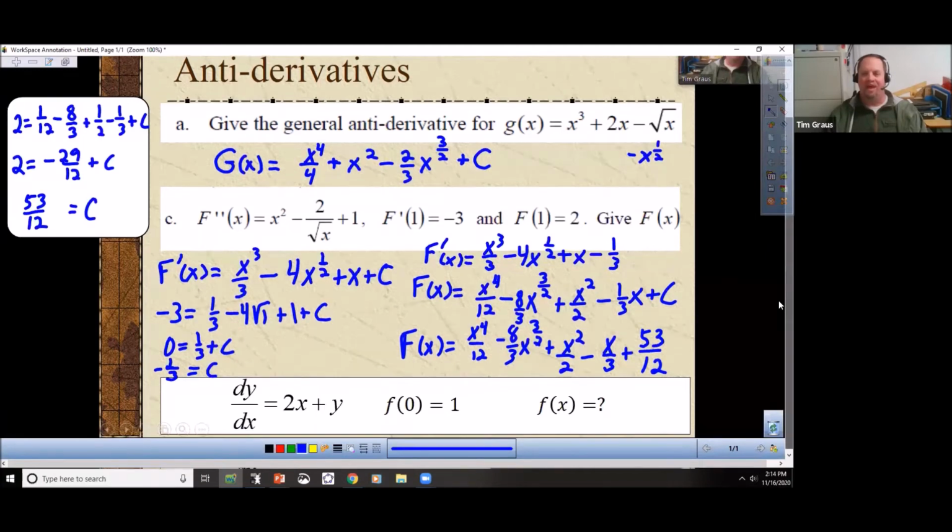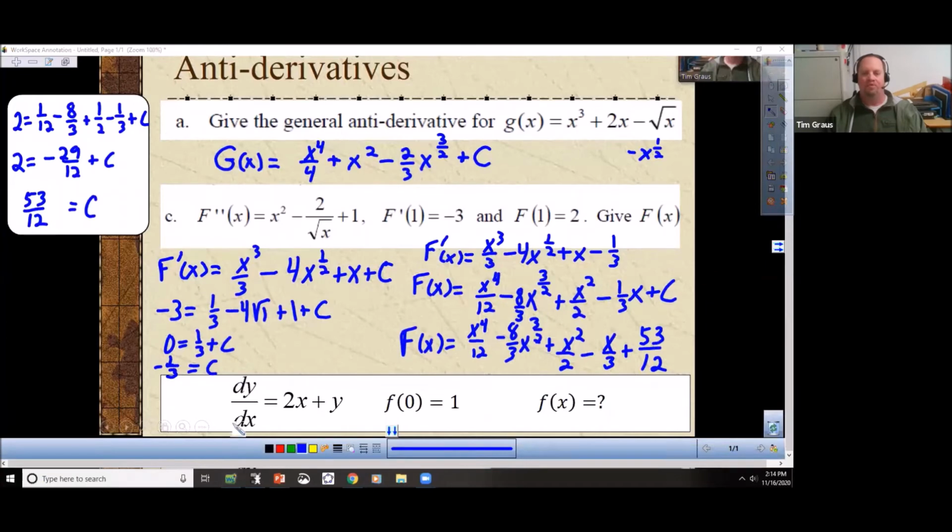Now, as we get down to this last question here, we have a derivative, dy dx equals 2x plus y. We do have a function value at 0. The value is 1. And we're wondering, what function does this derivative come from? Well, this is a difficult question to answer. Finding the antiderivative of 2x plus y is not like any antiderivative we've ever found before. We've always done antiderivatives of a single variable, not of 2 variables. So what function does this thing come from?